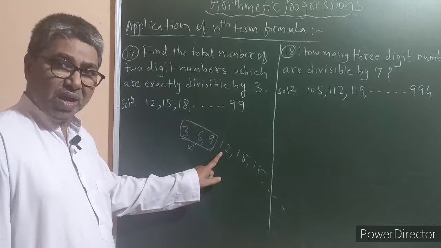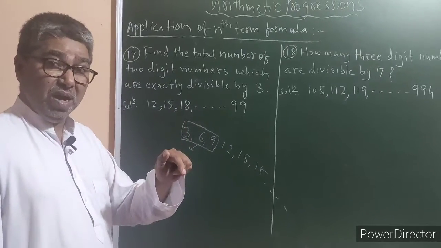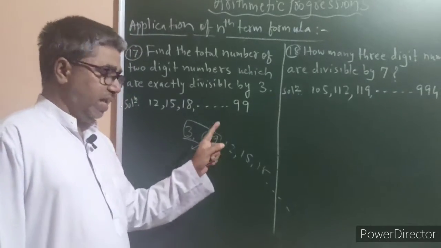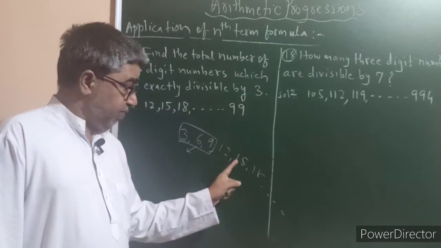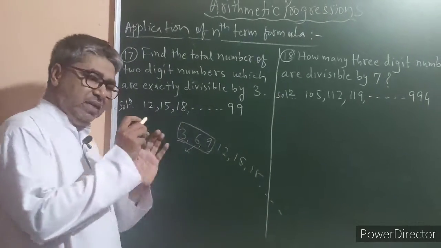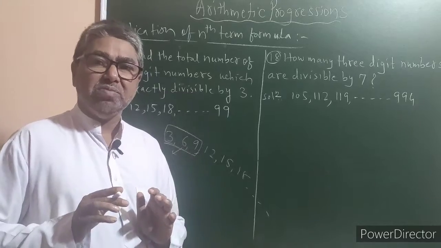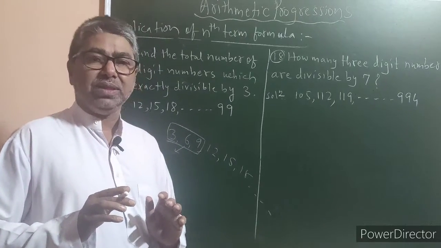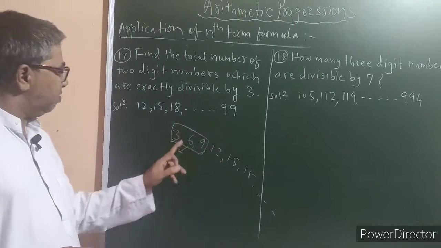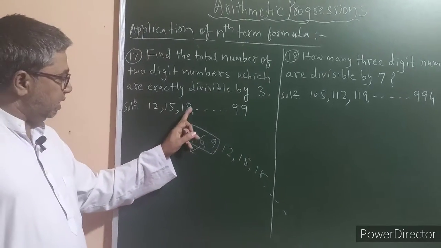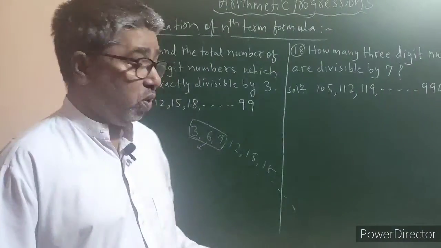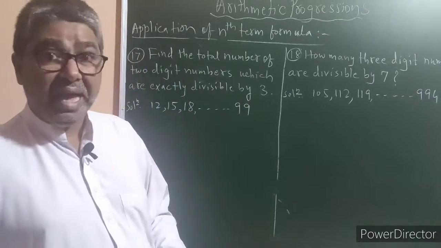Then the first two-digit number which is divisible by 3 is 12. The next one is 15, the next one is 18, and so on. And the largest two-digit number which is exactly divisible by 3 is 99. So 12, 15, 18, and so on up to 99 will be our arithmetic progression for this example.